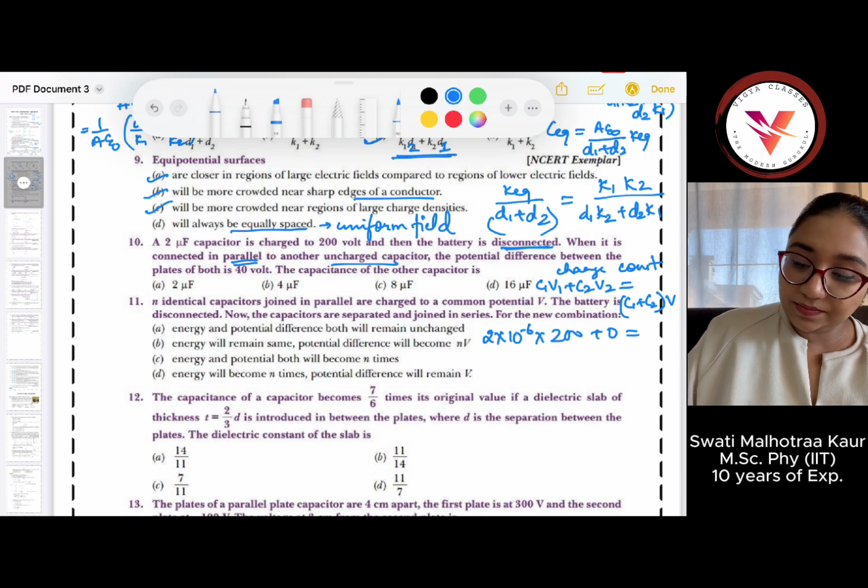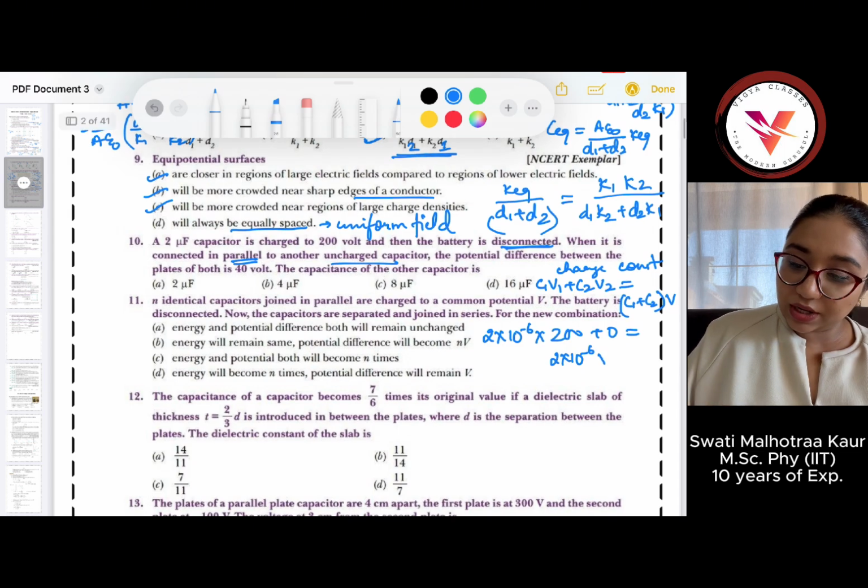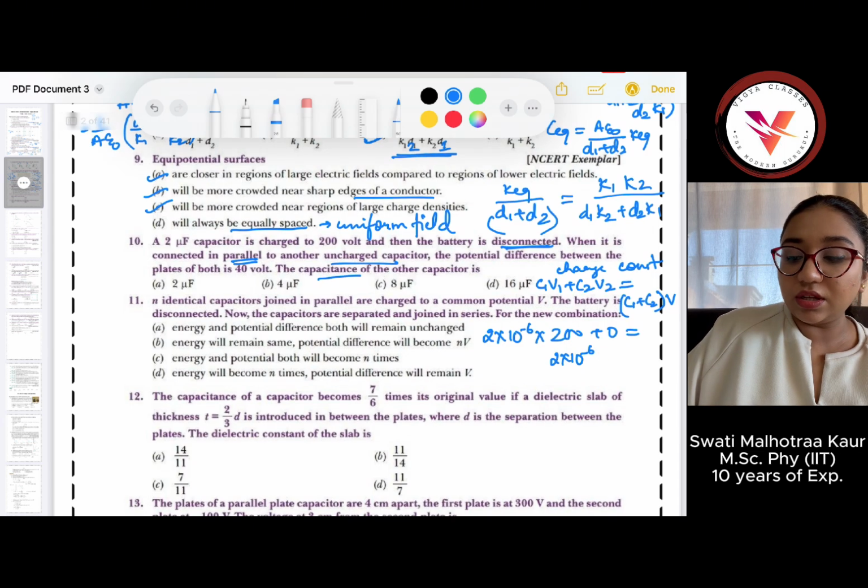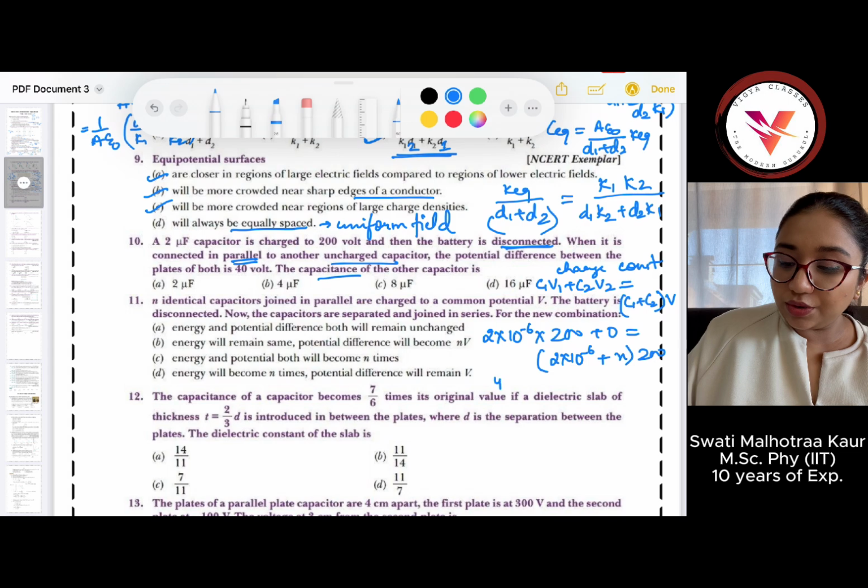And then C1 is 2 into 10 raised to the power minus 6, and you have to calculate the capacitance of the other. So put X here, and total potential of 40. So this becomes 4 into 10 raised to the power minus 4 is equal to, okay, just multiply this.